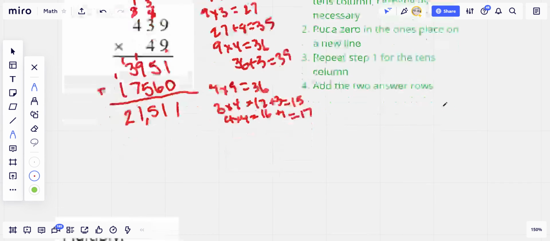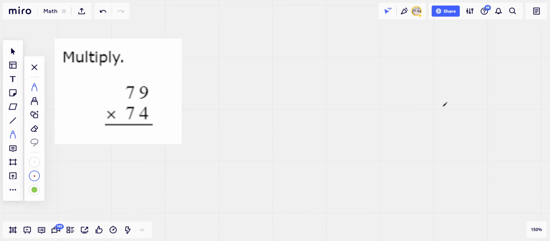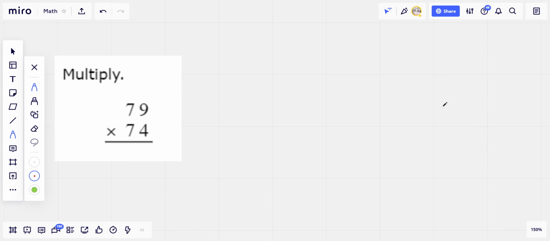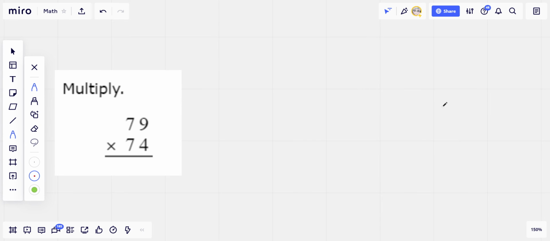Let's try one more for practice. So we've got 79 times 74. And again, I want to estimate first. So let's think about that. I think I'm going to round the 79 up to 80 and the 74 down to 70. We'll be a little bit on the low side, but I think we'll get a good sense of the ballpark. So let's see. 8 times 70. Well, 8 times 7 is 56, plus a trailing 0 there would be 560, plus a trailing 0 there would be 5,600. So we're going to be somewhere over 5,600 for our answer.